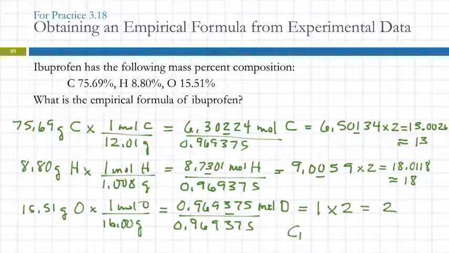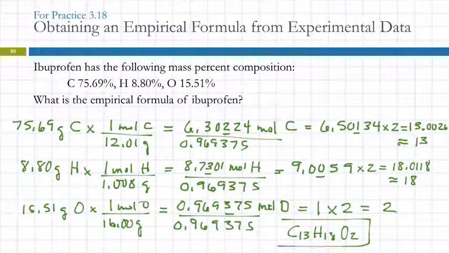So the carbon has a subscript 18, hydrogen has 13. I said 18, wrote 13. Something is wrong with my head. Hydrogen is 18, and the oxygen's 2. So that's the empirical formula. That's the lowest ratio of carbon to hydrogen to oxygen.